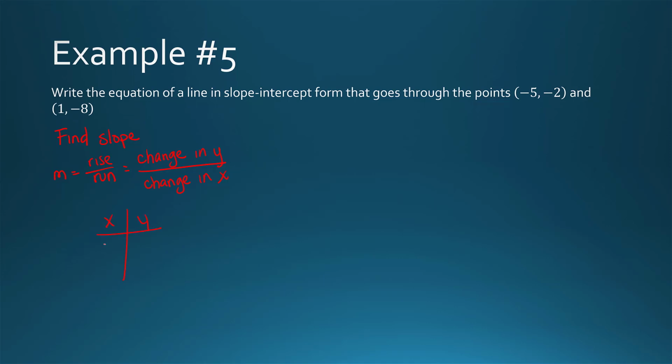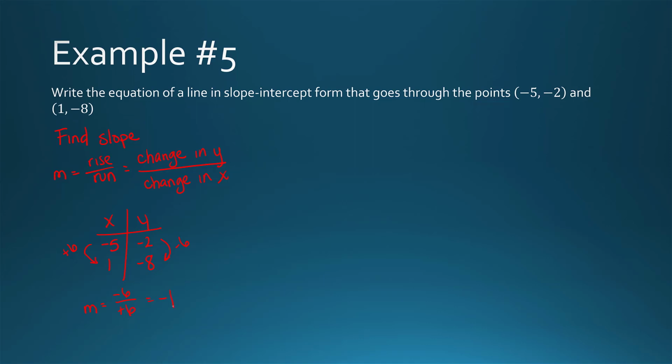So negative 5 and negative 2, and then 1 and negative 8. So from negative 5 to positive 1 is plus 6. And then from negative 2 to negative 8 is a minus 6. So my slope would be the change in y, so negative 6, over my change in x, positive 6. Negative 6 over positive 6 is a negative 1.